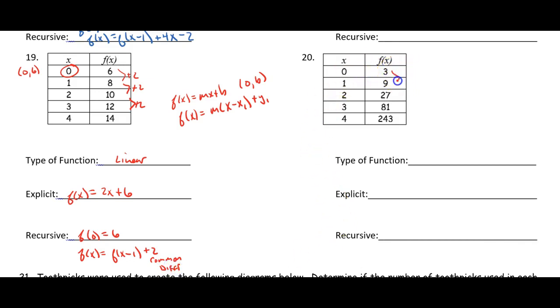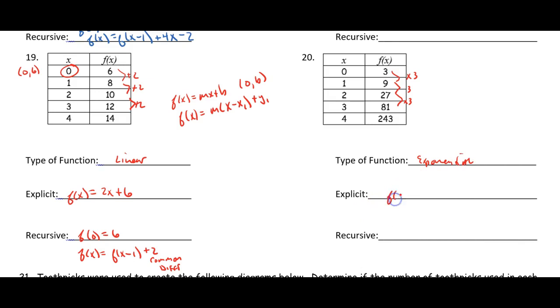The next one, here if I figure out how much I'm going up, I'm not going up an equal amount. So there's no common difference. And if you do it again, there's no common difference. But if I multiply by 3, I get my common ratio, which tells me it is exponential.